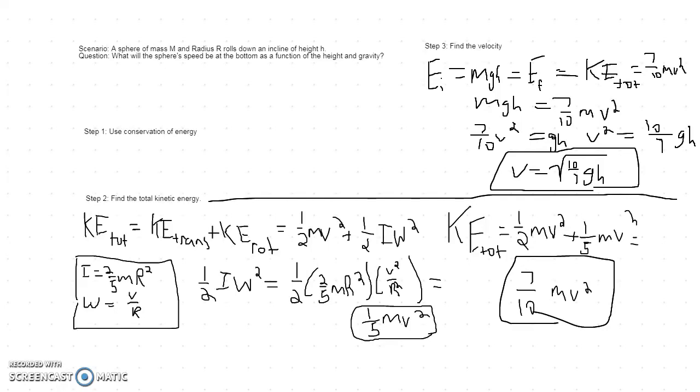Hi, my name is Yusuf Barsum, and today I will be explaining how to determine a sphere's speed at the bottom of the ramp as a function of the height and gravity.